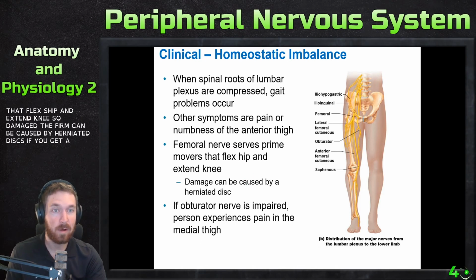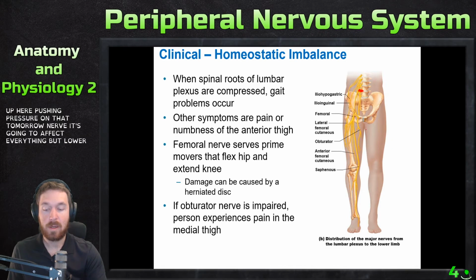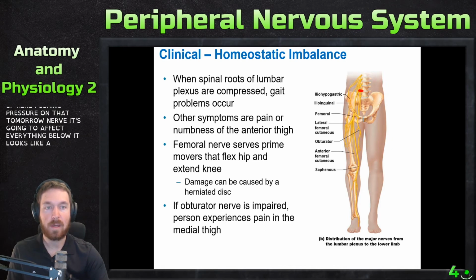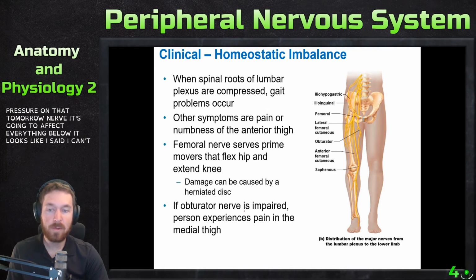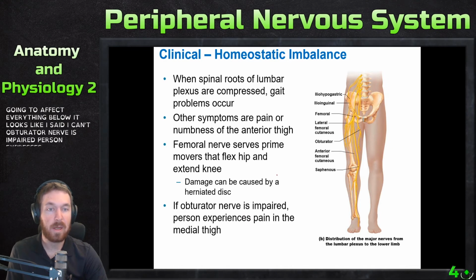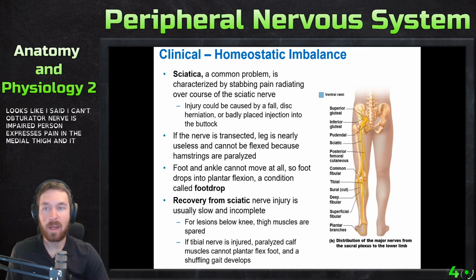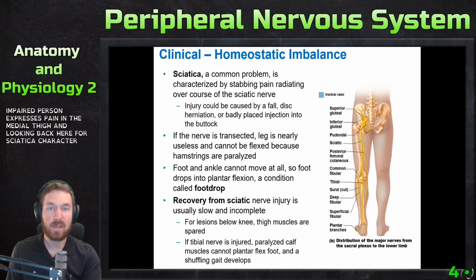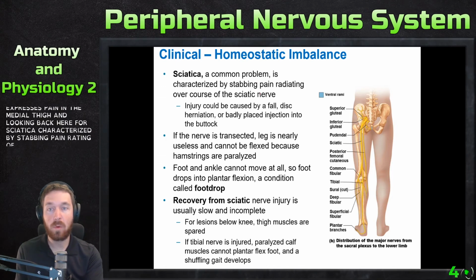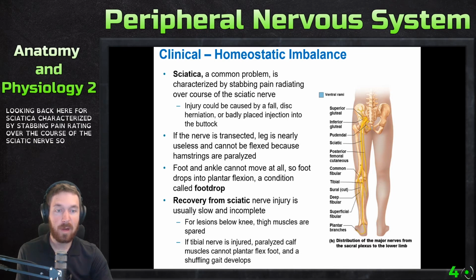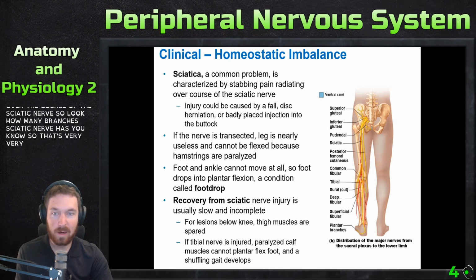So if you get a herniated disc up here pushing pressure on that femoral nerve, it's going to affect everything below it. There we go. If the obturator nerve is impaired, the person experiences pain in the medial thigh. And then looking back here, sciatica is characterized by stabbing pain radiating over the course of the sciatic nerve. So look how many branches the sciatic nerve has. So that's very, very painful.